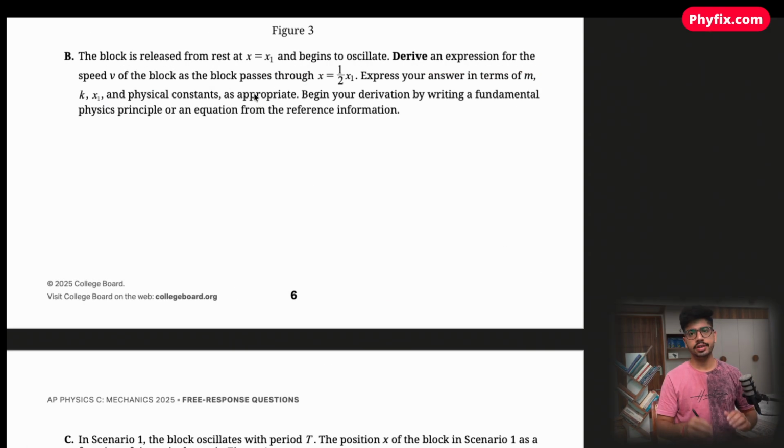So let's move to the B part of the question. The block is released from rest at x equal to x1 and begins to oscillate. Derive the expression for the velocity of the block as the block passes through x equal to half of x1. So it is released from x equal to x1. At x equal to half of x1, you have to express the velocity. Basically, you have to find out the velocity. As you release it, it will gain some velocity as it approaches the left side of that x1.